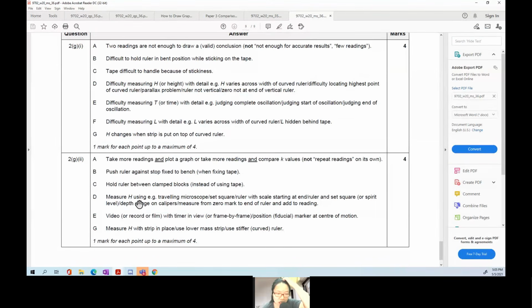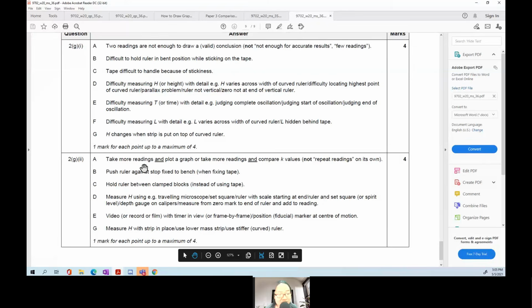Okay, measure H using a set square. So the set square will allow you to decide the highest point because the highest point is parallel or almost parallel to the bench. That will be the easiest one. Okay, so whenever you cannot time something, always video record and view frame by frame. Video record with timer and view frame by frame. Or you could use a fiducial marker. This one is very standard. I've discussed in many examples before, oscillation.